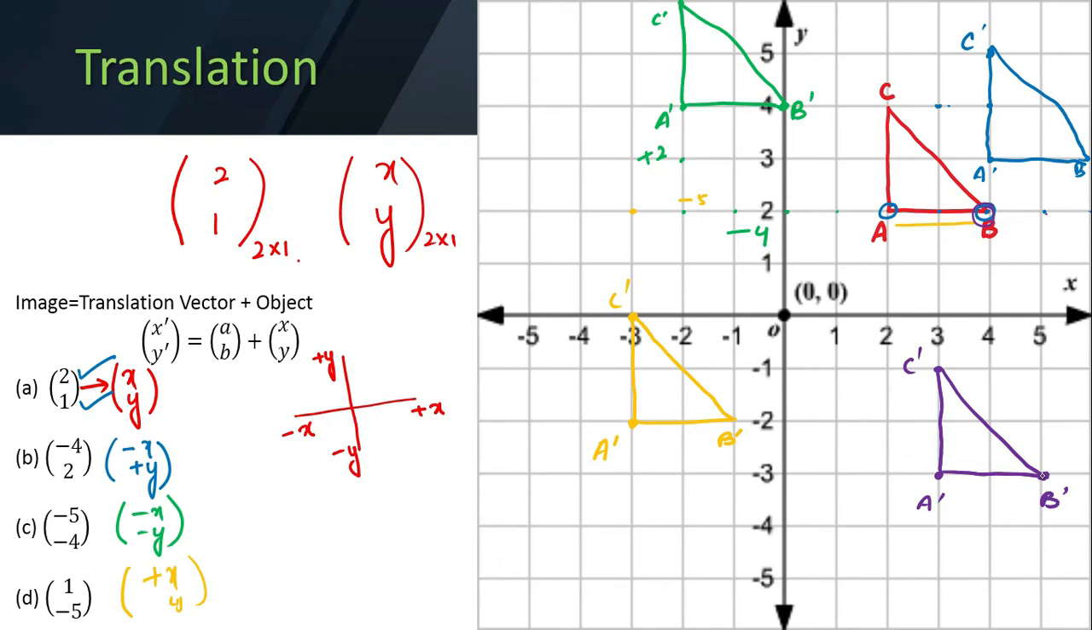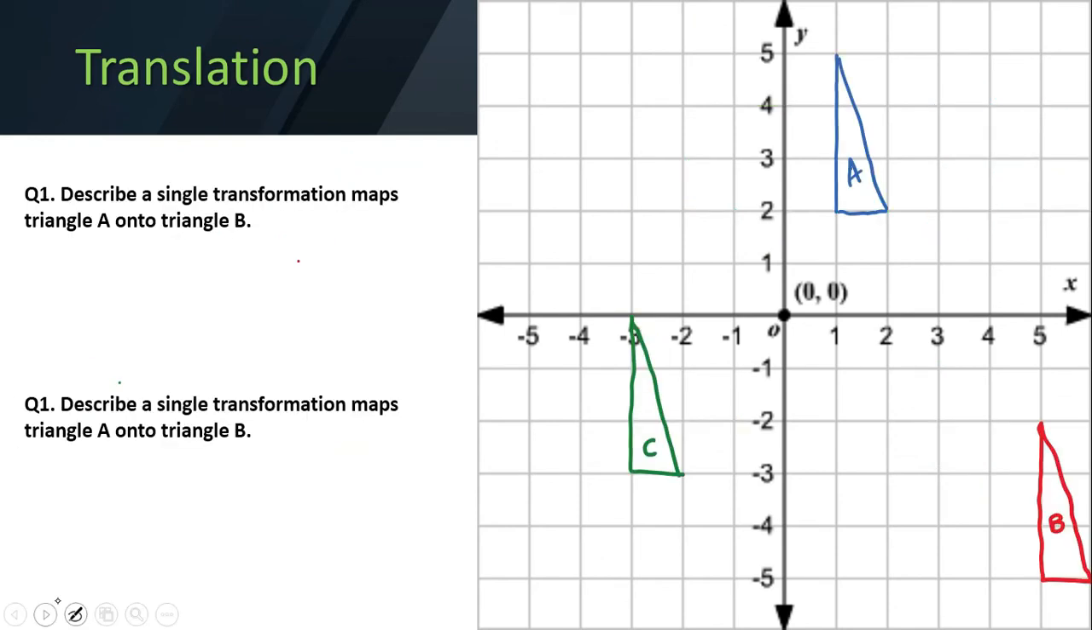Now in the question, for example, the object and image both are given, and now they are asking which transformation this is. Here we have triangle A, B and C on the graph paper, and they say describe a single transformation that maps triangle A onto triangle B. So A onto B is translation, because we can see that the image looks exactly the same on the graph paper. It has just moved right hand side and then below.